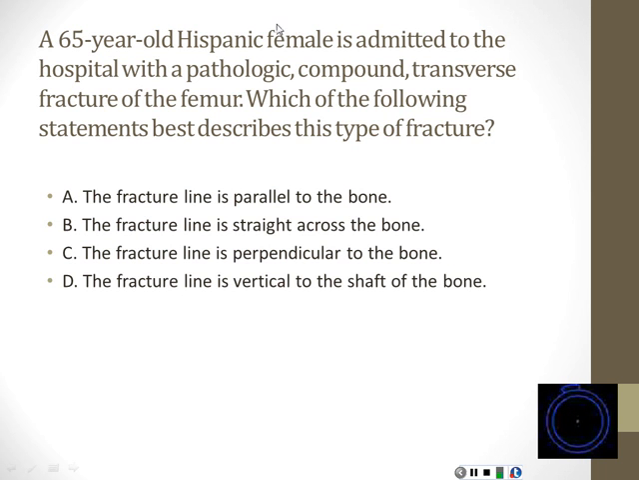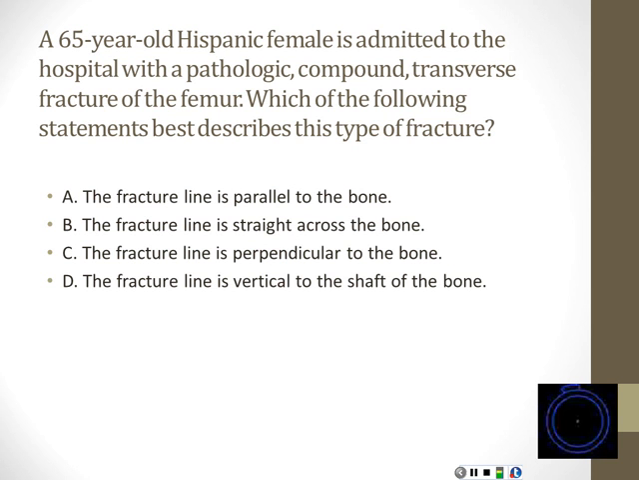All right, so the correct answer here is B. The key word here is transverse. A transverse fracture goes right across the bone. Now, if you put C, I would kind of call that correct too, because technically a transverse fracture is perpendicular to the bone. If here's your bone and here's your fracture, well, that is a 90-degree angle, so either B or C.